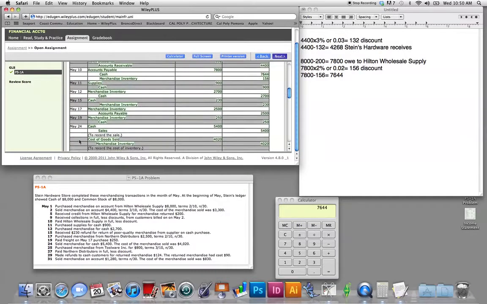To record the cost of goods sold, we would increase cost of goods sold or debit that amount by $4,020, and we would decrease our merchandise inventory by $4,020.